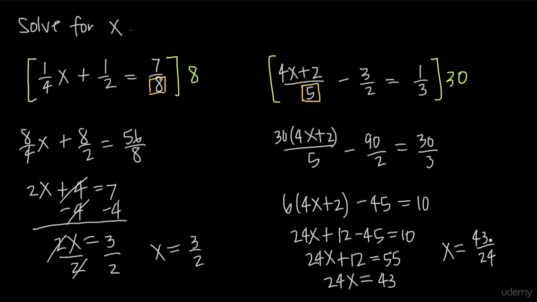And because 43 is a prime number, we can't reduce this fraction at all. And our answer is 43/24.